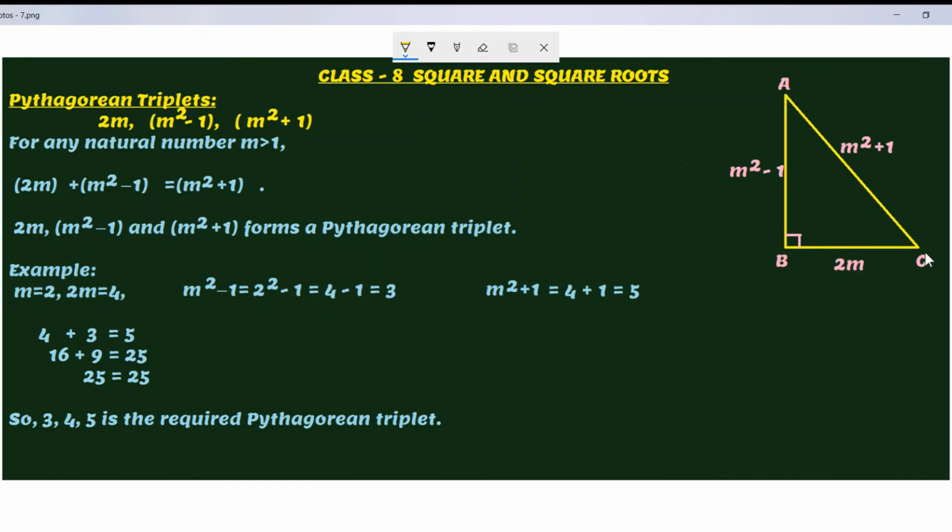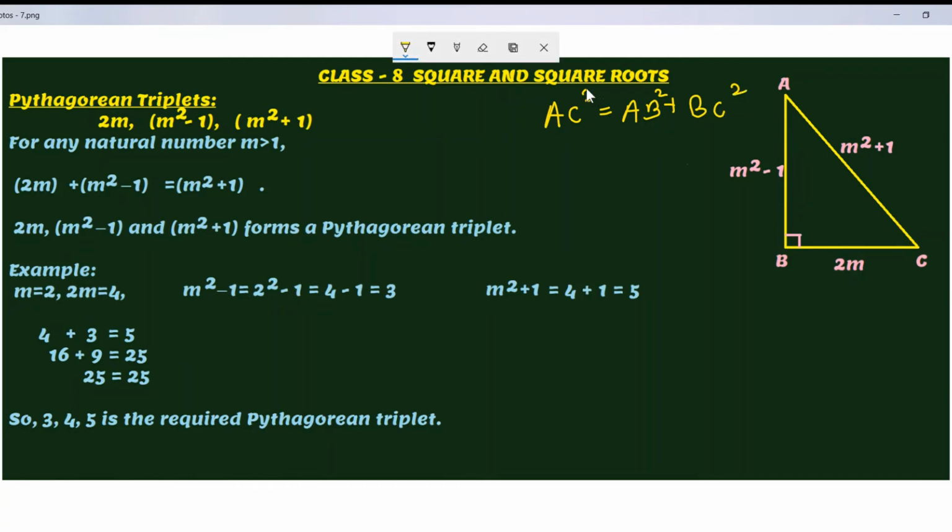Here AC is the hypotenuse, that is exactly opposite to the 90 degree angle. So the Pythagoras theorem is: AC square is equivalent to the sum of the two perpendicular sides, AB square plus BC square.